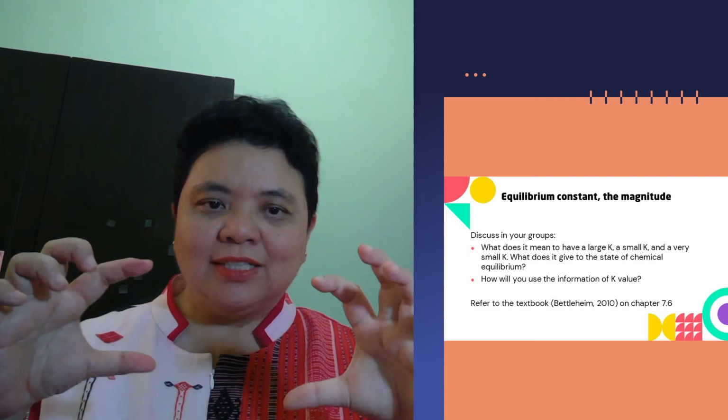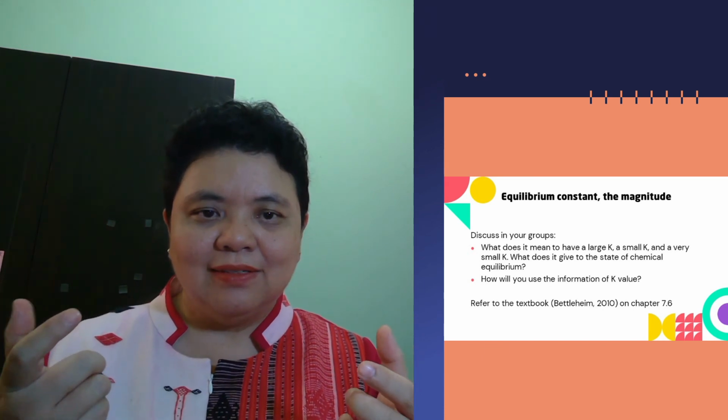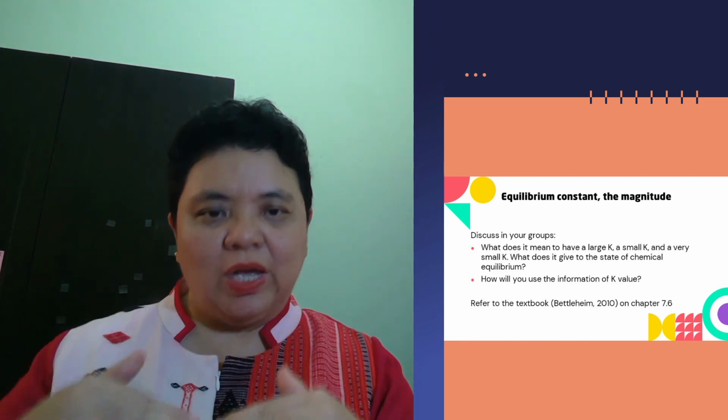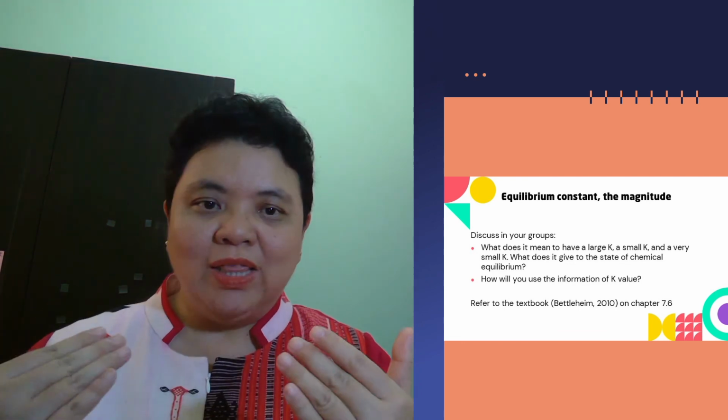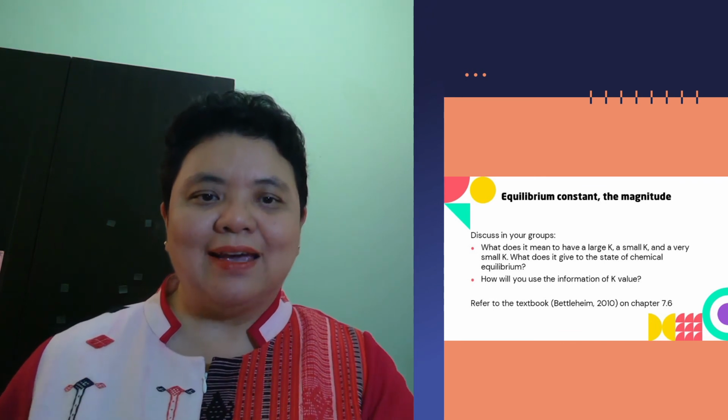It could be a large K, and what is the effect on the chemical equilibrium? It could be a small K or a very small K. What are the effects? Discuss that in your group within 10 minutes.